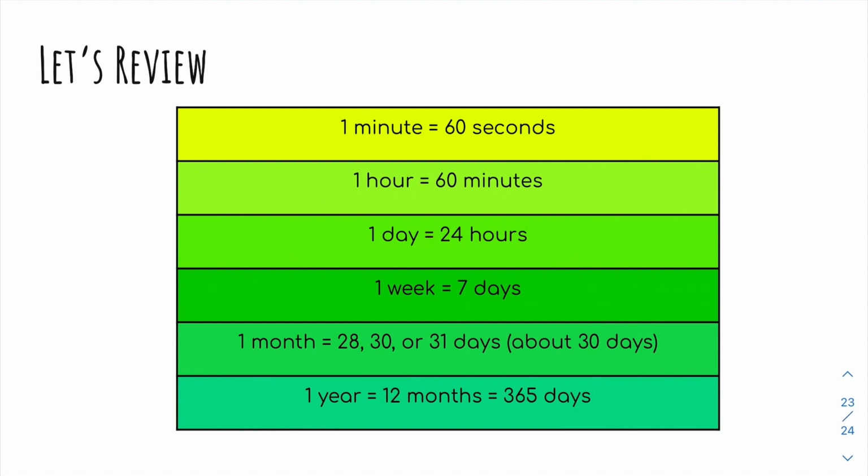Let's review. We learned that there are 60 seconds in 1 minute, 60 minutes in 1 hour, 24 hours in 1 day, 7 days in 1 week, about 30 days in 1 month, and there are 12 months in a year, and 365 days in a year. You will have the chance now to do this on your own. Look at the table and use it to help you convert the equivalent times.